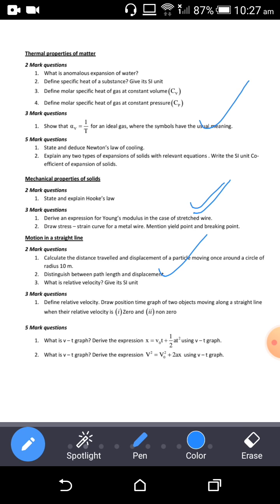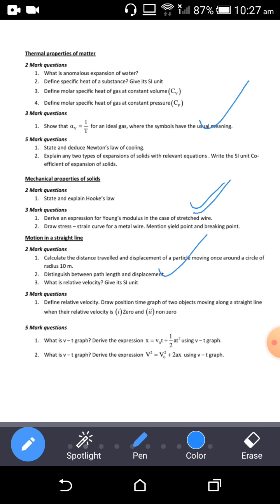So the next question is: what is relative velocity? Give its SI unit. Relative velocity is the last concept in the motion in a straight line chapter. So that is regarding relative velocity. You can just go through it.